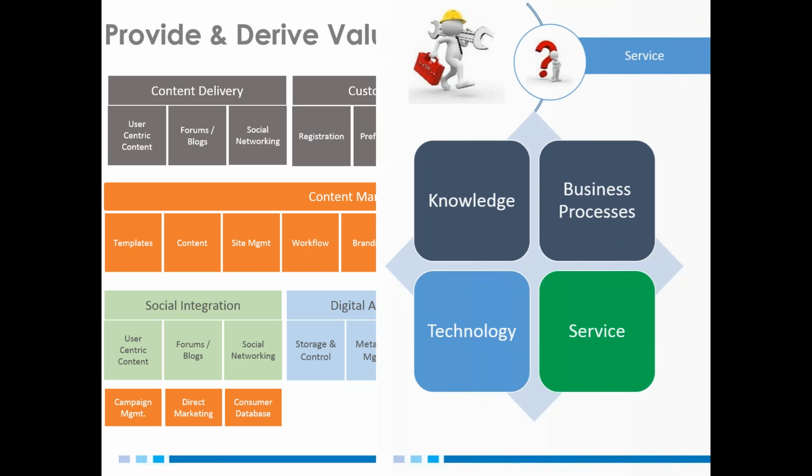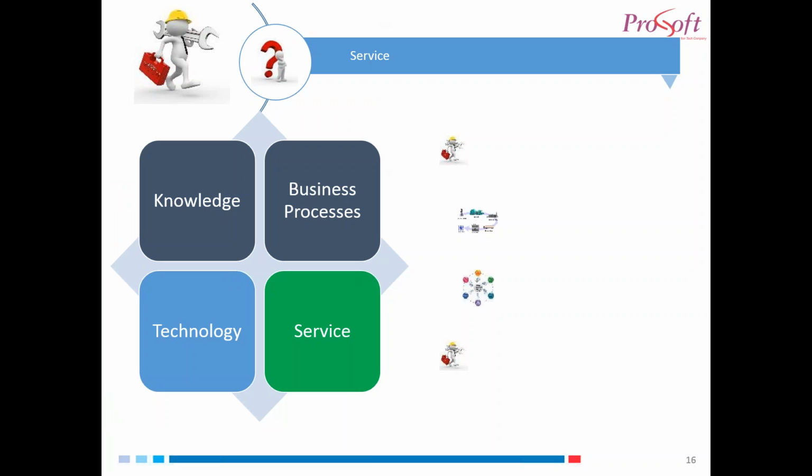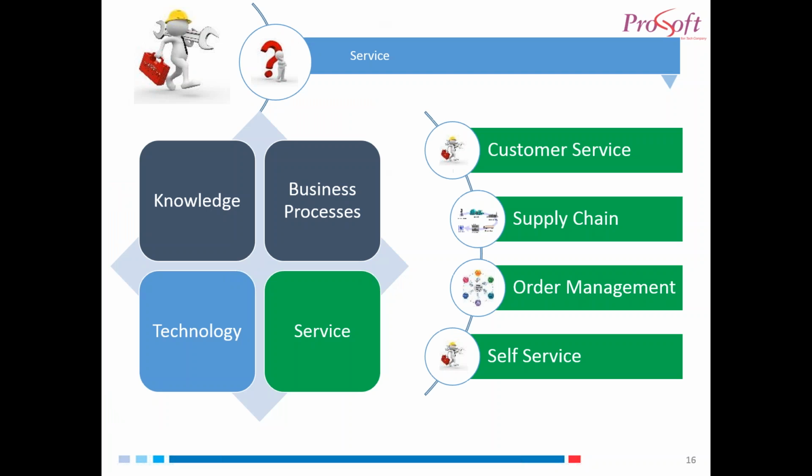So from service, we are talking about customer service. We are talking about supply chain management. We are talking about order management, and we are talking about self-service provisioning, where a customer can set their own preferences and their own rules. That is the self-service. So that is critical for an omni-channel experience.